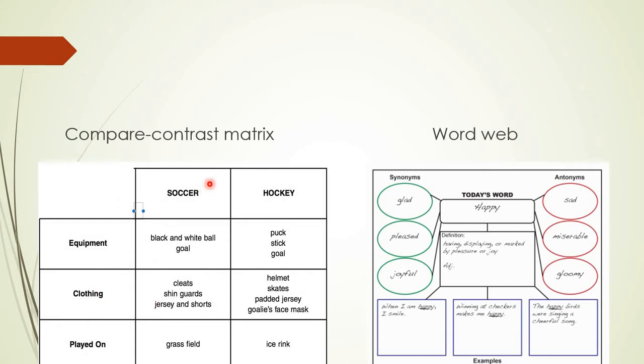Another type of concept mapping is where you can use a matrix. Again, you can have two concepts over here, and then extend it with the different features. You can add the features over here. So you can make a matrix to teach compare and contrast type of concepts to your student.